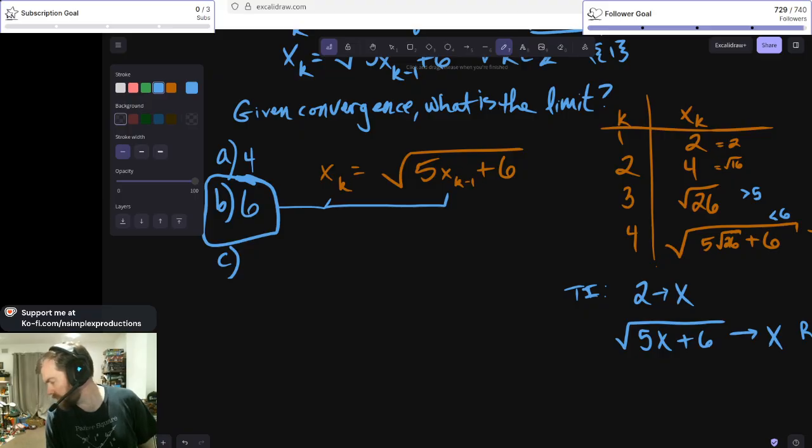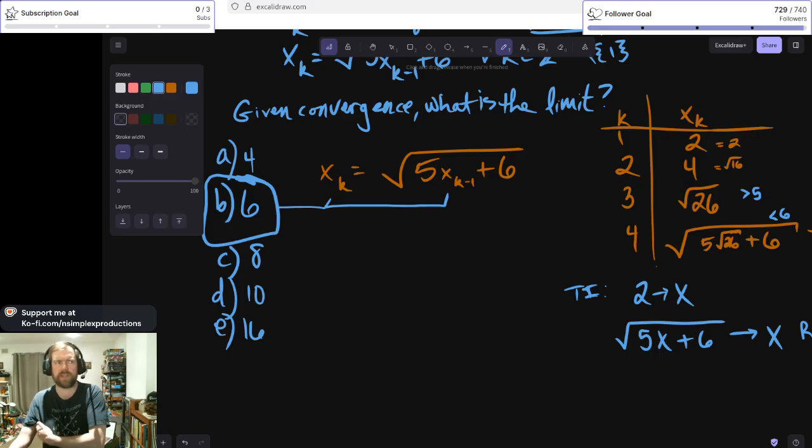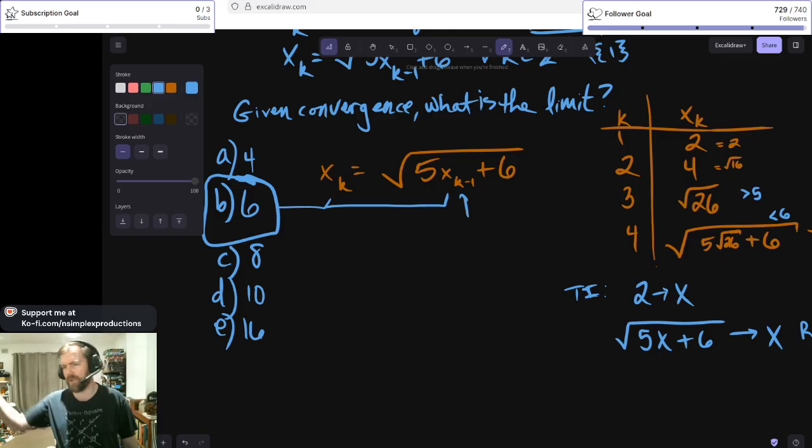All right, C, 8, D, 10, and E, 16. I'm not sure why any of them would be good distractors, apart from just picking even numbers. But yeah, plug in 4 in for x sub k minus 1, you end up getting 26. That's one of the ones we already had.